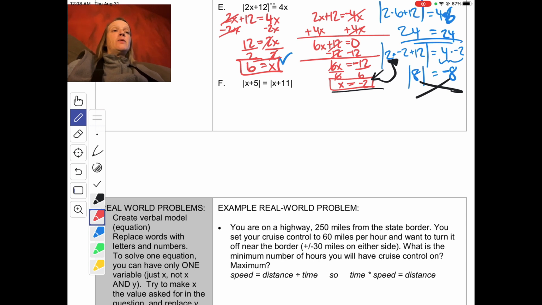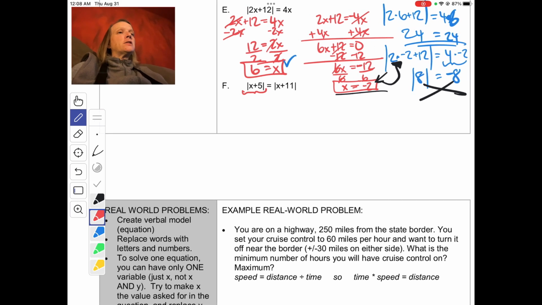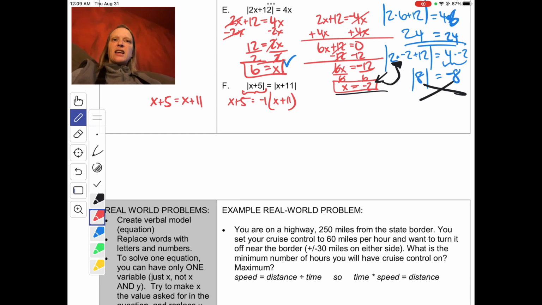The absolute value of x plus 5 equals the absolute value of x plus 11, both of those expressions are in absolute values. So we already have one of our absolute values isolated on one side of the equation. So this is ready to set up as two related equations, one positive, one negative. x plus 5 equals x plus 11. And then the other related equation is x plus 5 equals negative 1 times x plus 11. So it's like we take the whole right-hand side of the expression and multiply times negative 1.